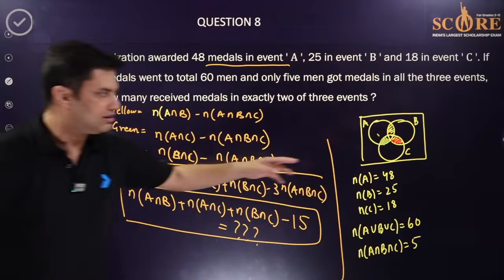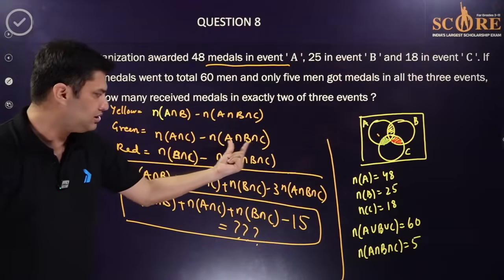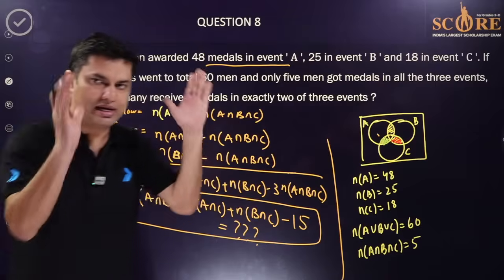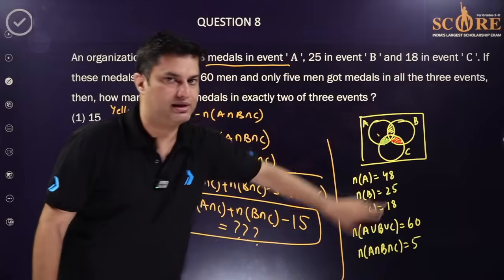Green region, that is A and C. Exactly in A and C is A intersection C minus the common region, and B intersection C minus that whole common region. If I add all the 3, you'll get exactly 2 medals, either in AB exactly, or AC, or BC exactly.